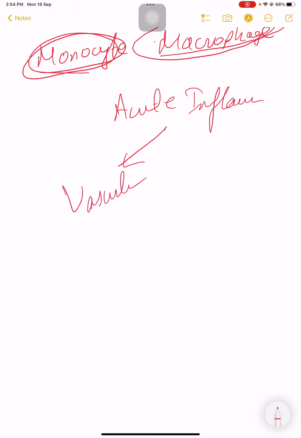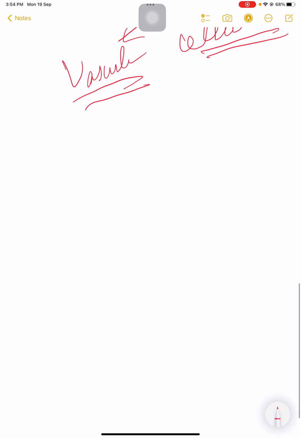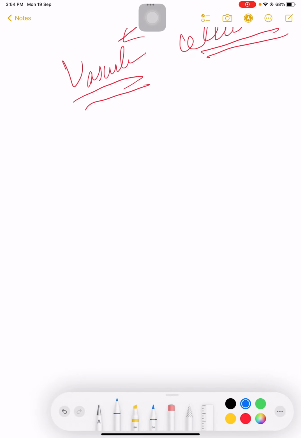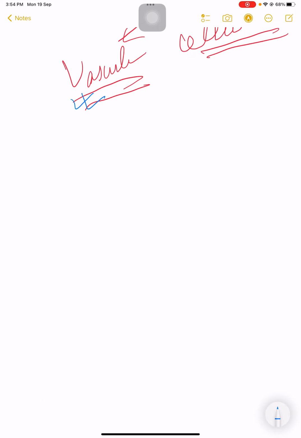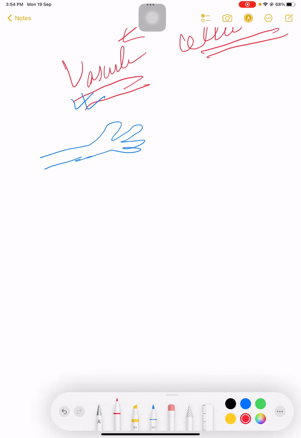Now in acute inflammation, the very important aspect is the vascular events and the cellular events, which I'm going to talk about right now. One is the vascular event, the other one is known as the cellular event. Now, what do you mean by vascular? What do you mean by cellular? See here, vascular means, for example, suppose there's a cut or an injury in your hand, there's a cut over here.